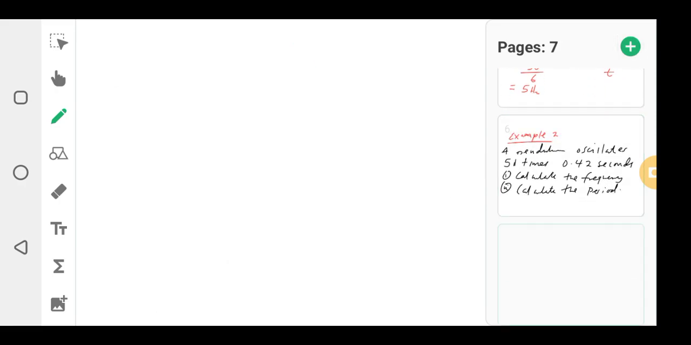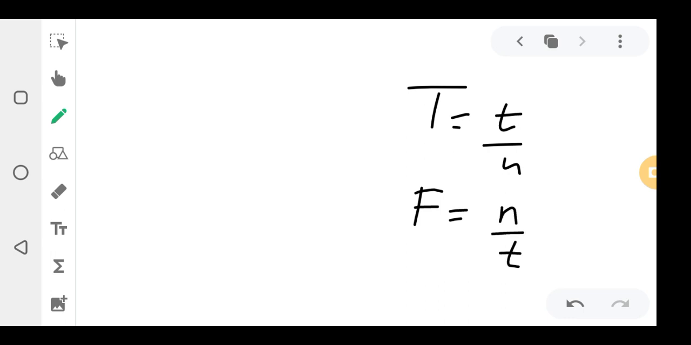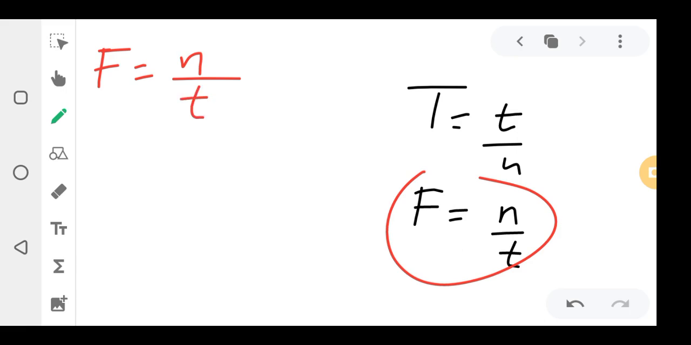So we already know that the formula for period is T over N. The formula for frequency is the upside down of the formula for period. So the N will go on top, the T will go down. Which of these two formulas am I supposed to use? It's this one. Frequency is equal to number of turns divided by the time taken.